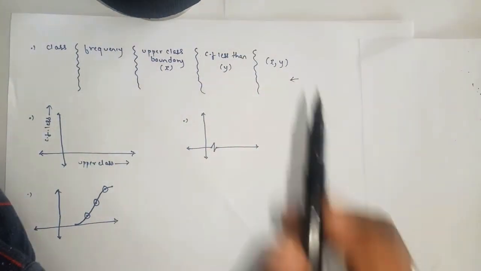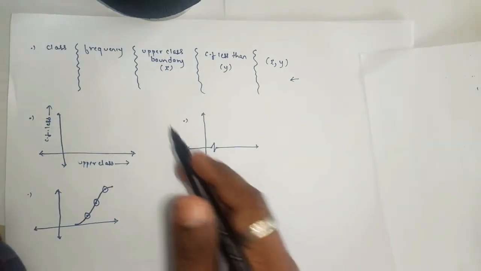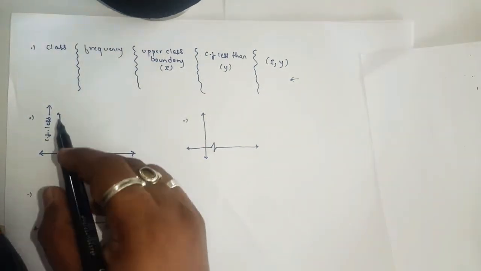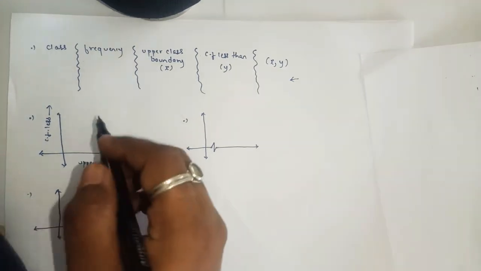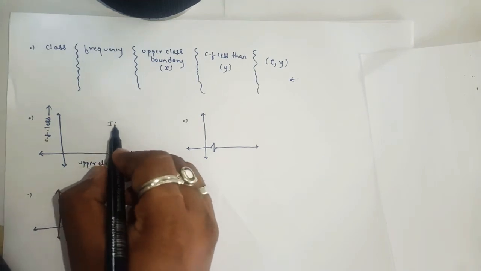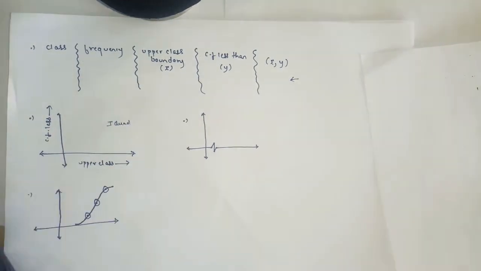Now after this, the second part is what? You have to draw the graph. So you have to plot the graph, and see to it that you consider only the first quadrant. Whenever you draw the graph, you will take only the first quadrant.